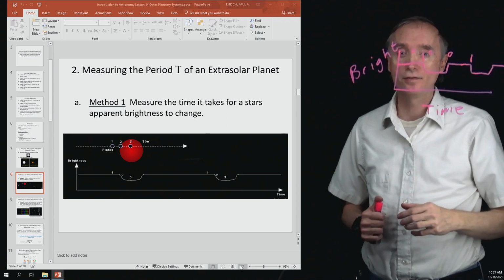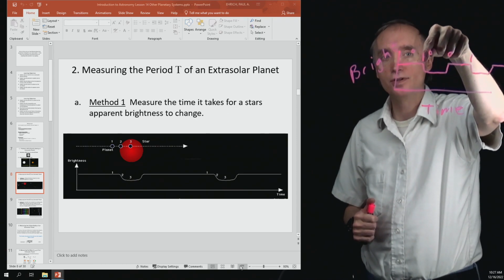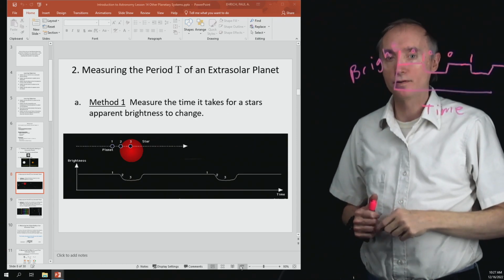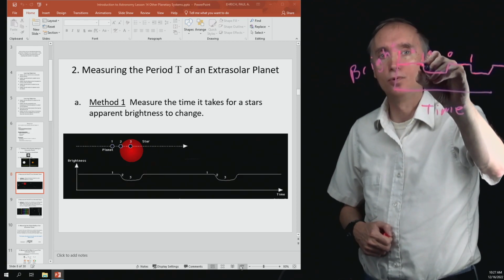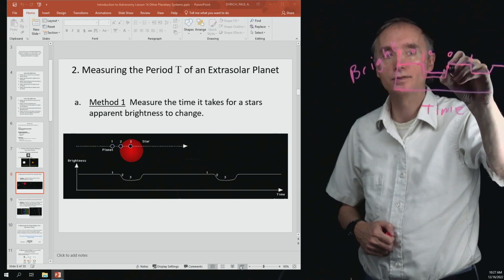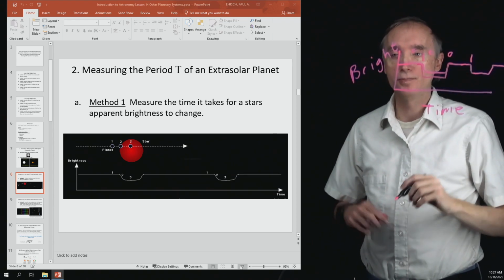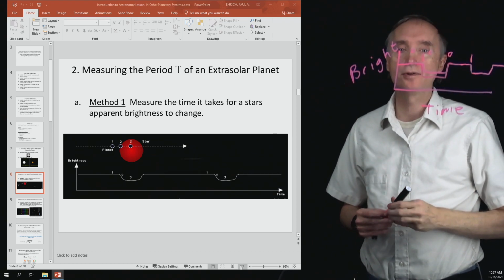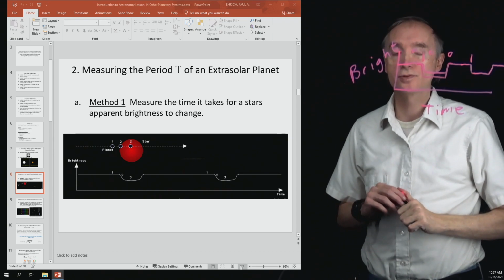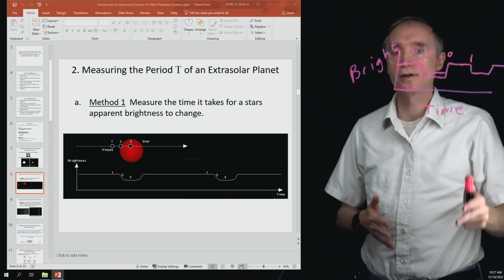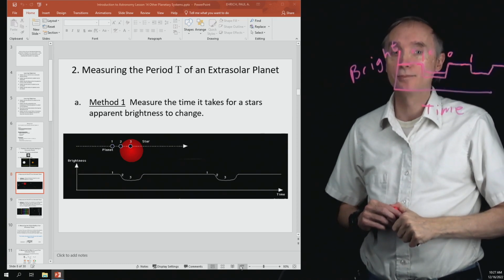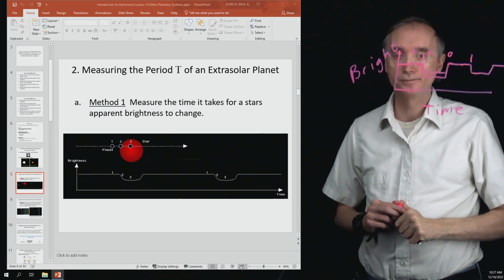Another way of telling the difference is how much it dims the star. The bigger the planet is, the more it's going to cause the light to dip. So by measuring the dips in the brightness of the star, you can also tell the difference between the various planets that are in orbit around it. Pretty difficult, but it can be done.